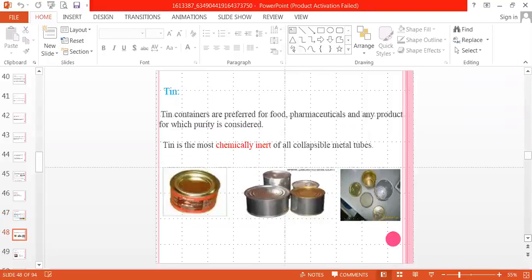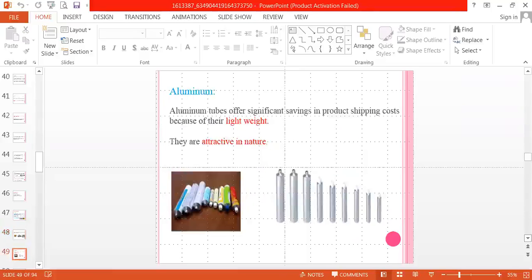Now tin. Tin is used to prepare wide mouth containers, especially for ointment purposes. We can use tin, as it is chemically inert in nature. Then aluminums are lightweight, they do not have any corrosion action, they are safe compared to other metallic materials, they are attractive in nature, and they can easily be molded to the required shape.